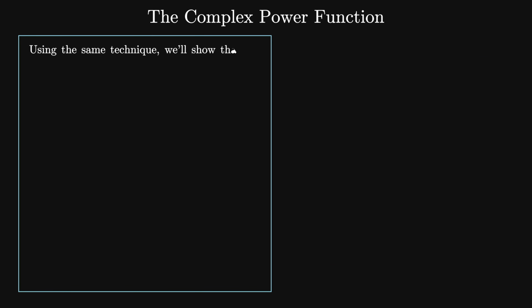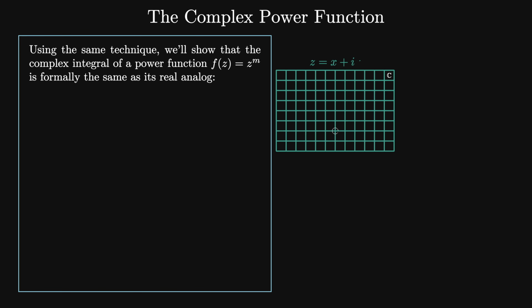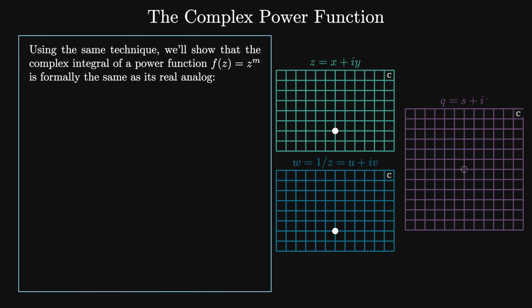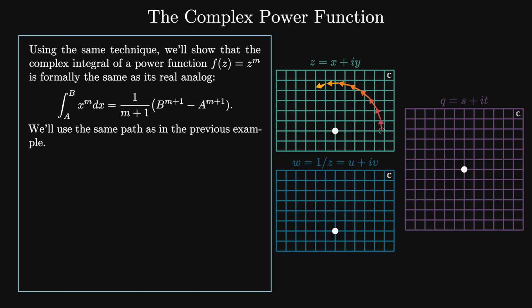Using the same technique, let's show that the complex integral of a power function f of z equals z to the m is formally the same as its real analog. The integral from a to b of x to the m dx equals 1 over m plus 1 times b to the m plus 1 minus a to the m plus 1. We'll use the same path as in the previous example.